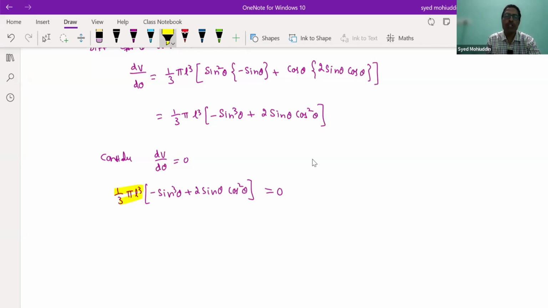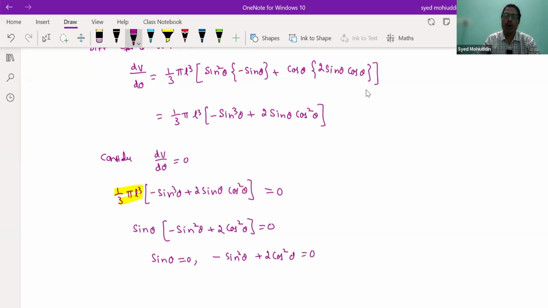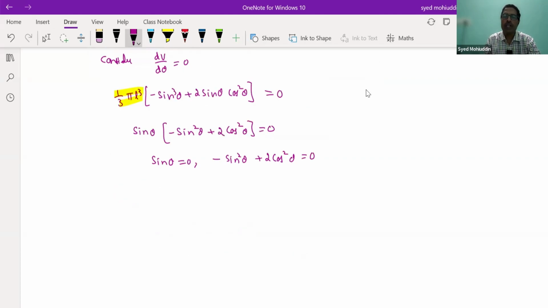From these two terms, I can take what is common? Sine theta as common. If I take sine theta as common, I'll be left with minus sine square of theta plus 2 times cos square of theta. So further I can equate sine theta to 0, and minus sine square theta plus 2 cos square theta equals 0. If I send the 2 cos square theta to the other side, then minus sine square theta will be equal to minus 2 cos square of theta.